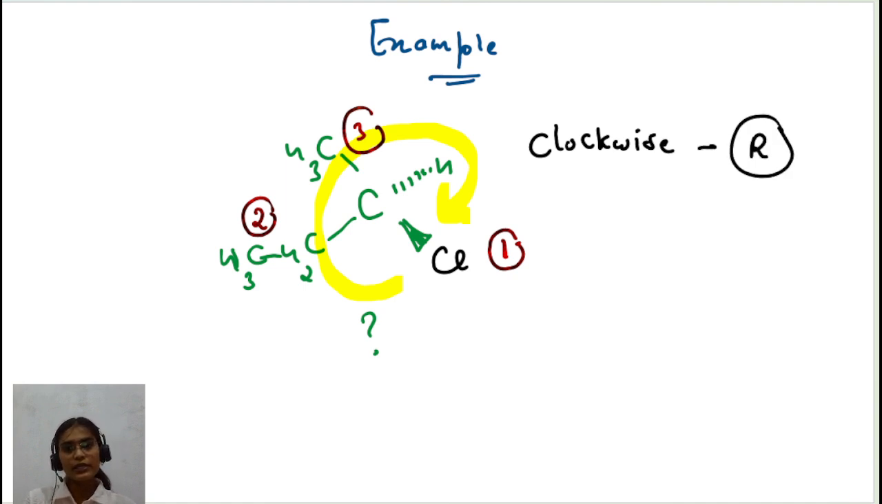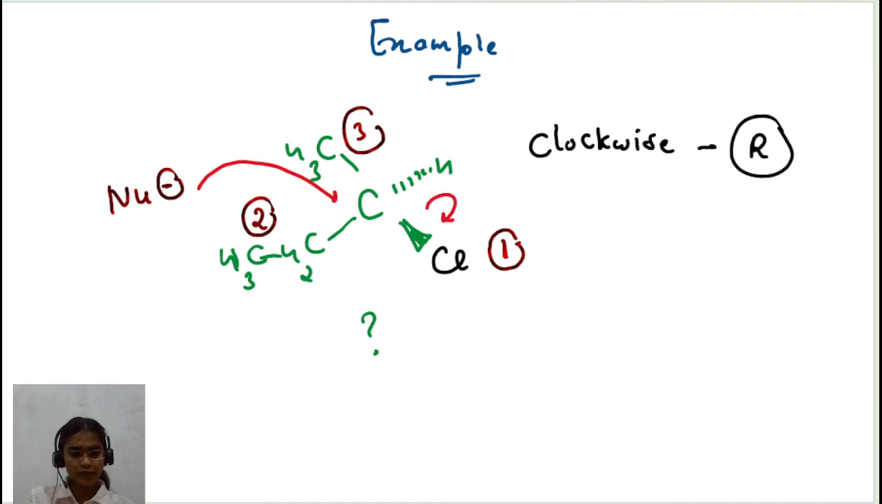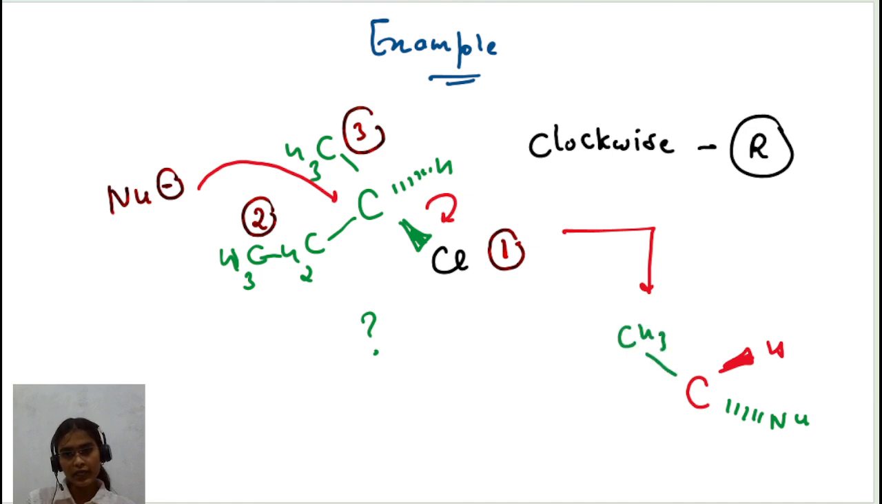Now let's see what happens once the nucleophile attacks here. This is the nucleophile. The nucleophile attacks from there, like this, and this chlorine leaves. So what do we get here? This is my carbon, and now see the observation: this hydrogen is now at the wedge position, and the nucleophile is at the dash position. This is CH3 and this is CH2CH3.